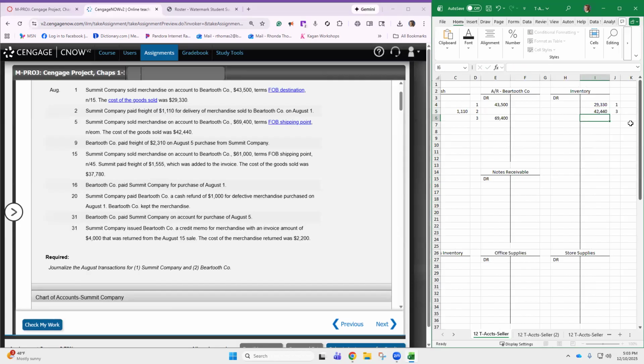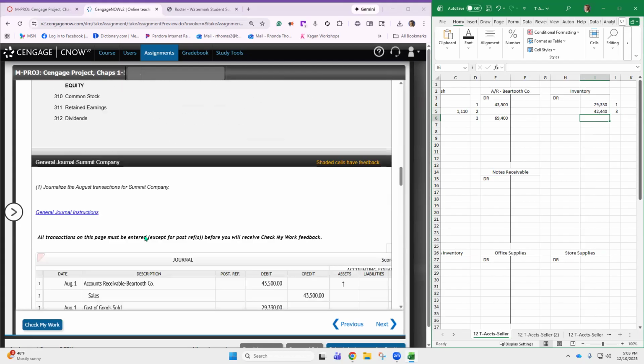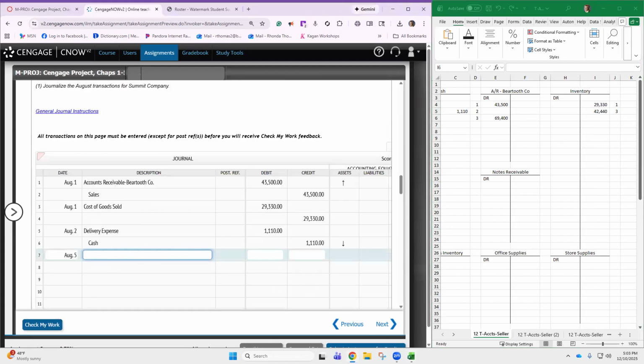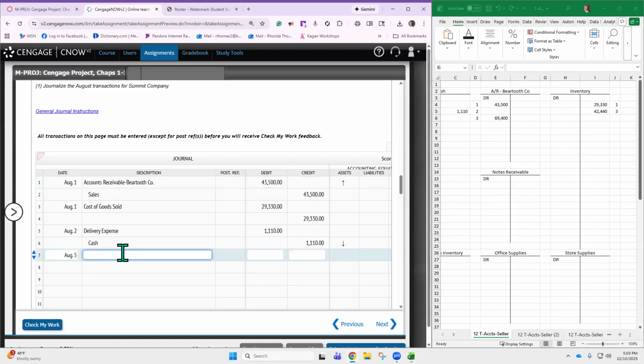$42,440 from transaction 3. So let's see if we can put this in with a little help from our T accounts. So the first one is accounts receivable. We can borrow this account title that we just put in, and that's going to be the debit. And once again, it's $69,400. Then we're going to credit sales for the sales amount.